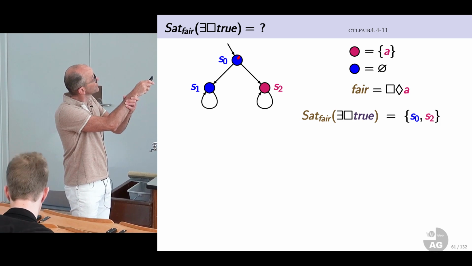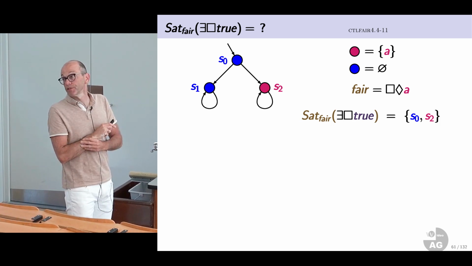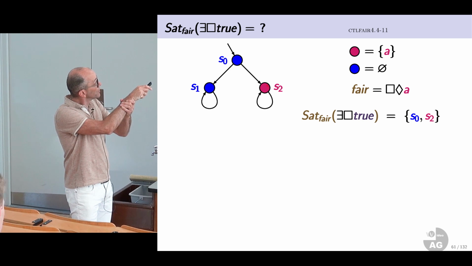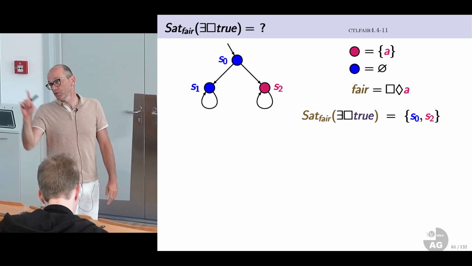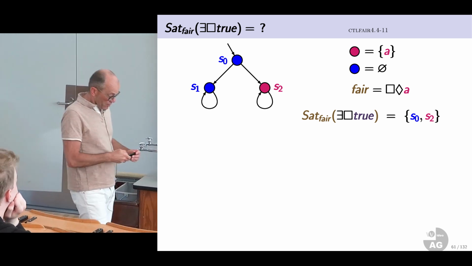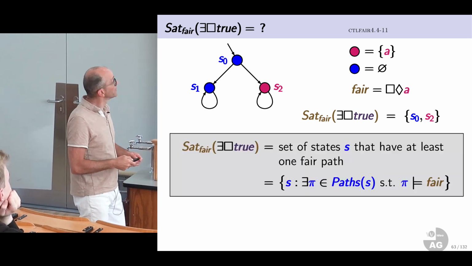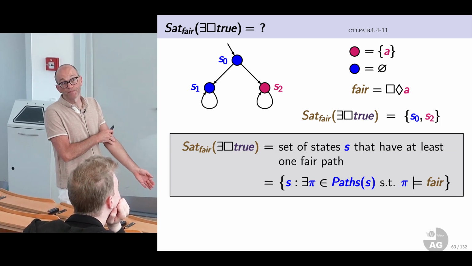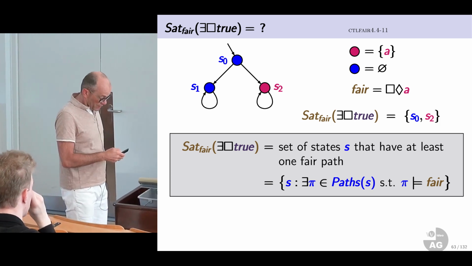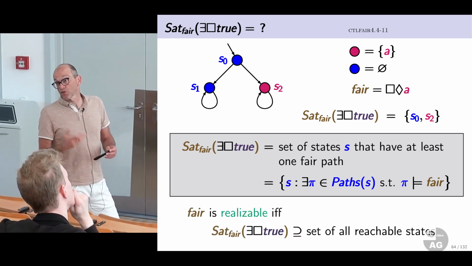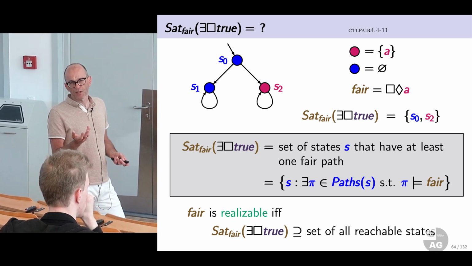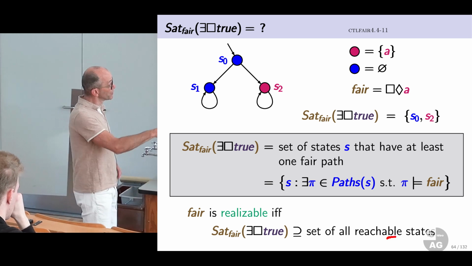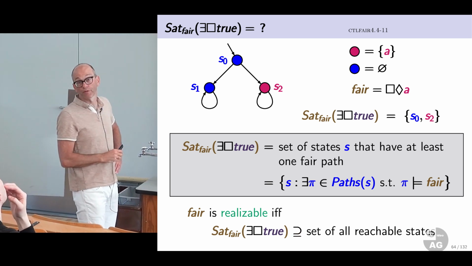Well, for this one definitely does, because there exists a path that moves here which satisfies infinitely often red. So this path satisfies the formula. Also this state satisfies the formula because S2 of course can only do one thing, namely taking the self cycle infinitely often. So those two states satisfy this formula, and that's the conclusion. Set fair of existential box true is the set of states that have at least one fair path. And that also means that a fairness assumption is realizable. Remember what a fairness assumption being realizable was? It means that every reachable state has at least one fair path. And that means that the set of reachable states must be a subset of the set of states that have at least one fair path.